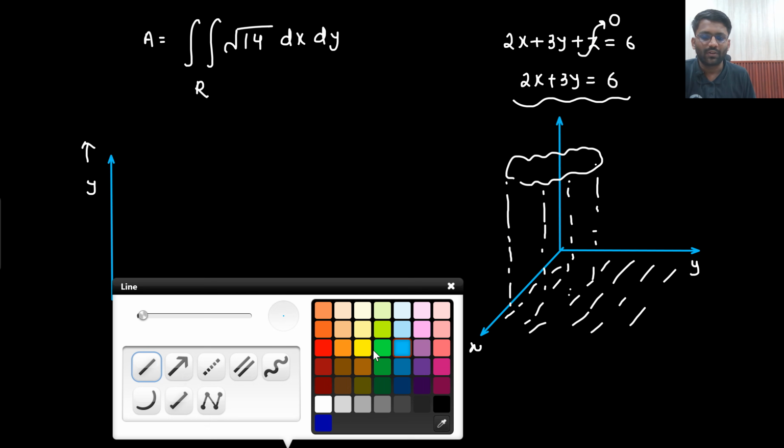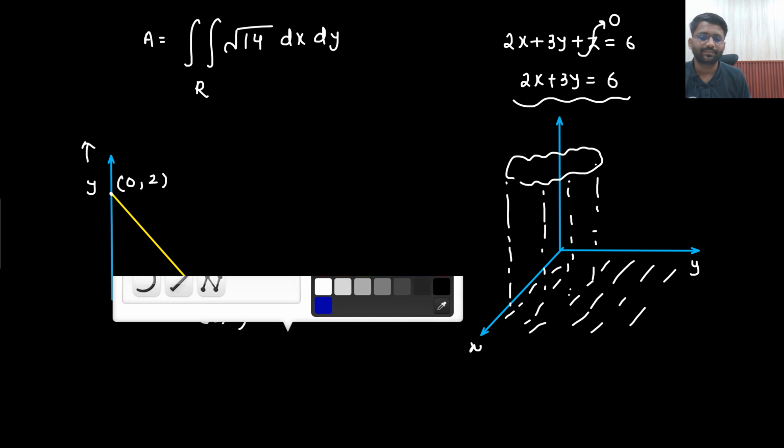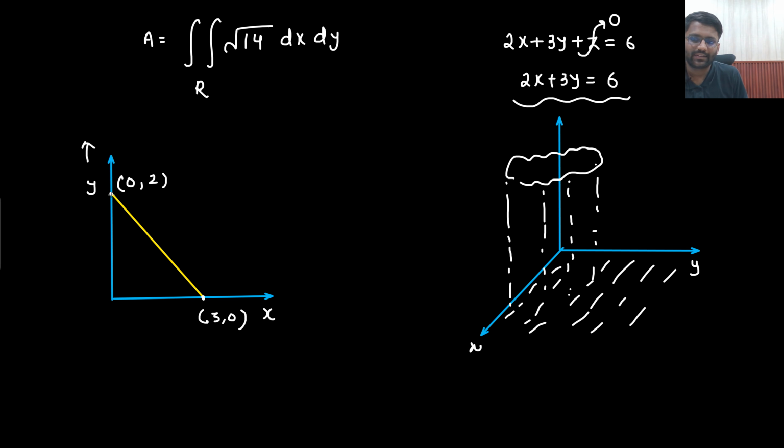You can draw the graph in any manner. This is a linear equation. The graph would look somewhat like this. If you put y equals 2, then x has to be 0. And if you put x equals 3, y has to be 0. There you go. This is what you will get. So this is the projection that you will be getting. When you put the sunlight here, and you squeeze this structure downward, then this is the projection you will be getting.